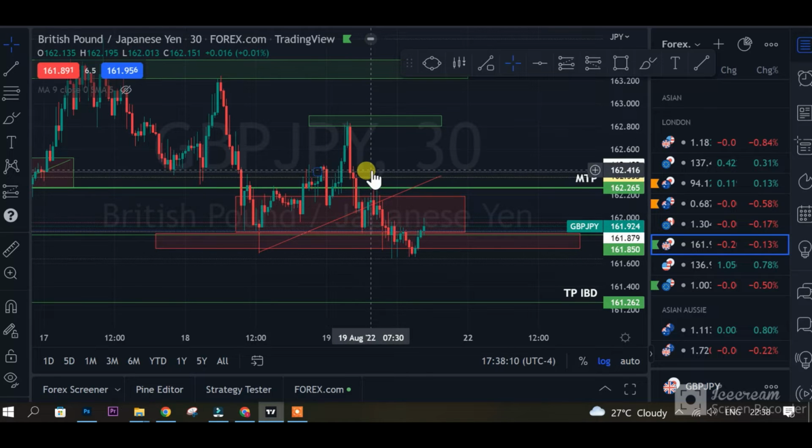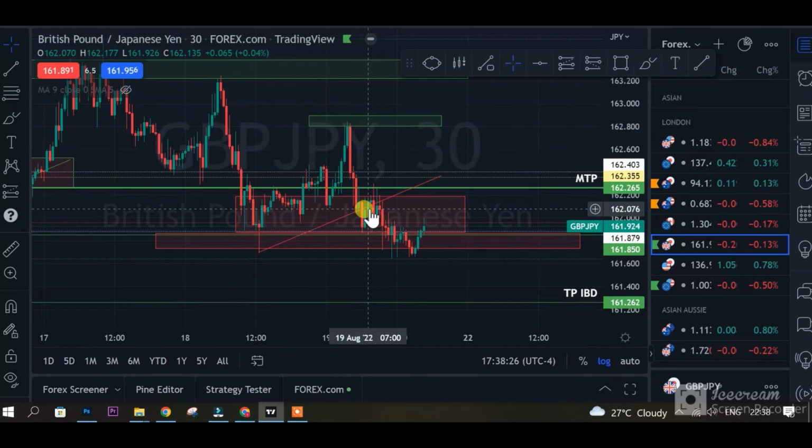While I was assessing this area, I did notice that it was starting to break outside of the box. So I decided not to run into that trend. And thankfully it did not, because it did reject down to the downside. Once I saw that, there was another rejection to the downside.